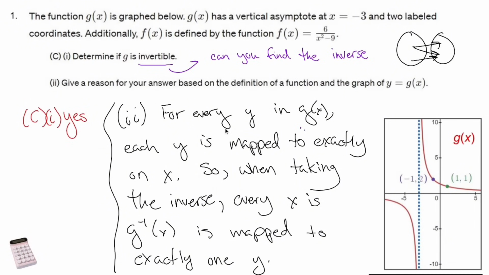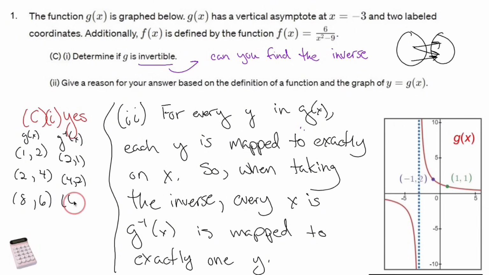So again, I don't have points here, but there was another problem where I gave you points. If you had points like (1, 2), (2, 4), (8, 6), and this was g of x, and I asked you to find g inverse of x, you would say (2, 1), (4, 2). You would flip the x and the y. As you can see, once I flip them, the x's don't repeat. Well, that's what's going on here. Since the y's don't repeat in this picture, once I flip them, the x's won't repeat in the picture.